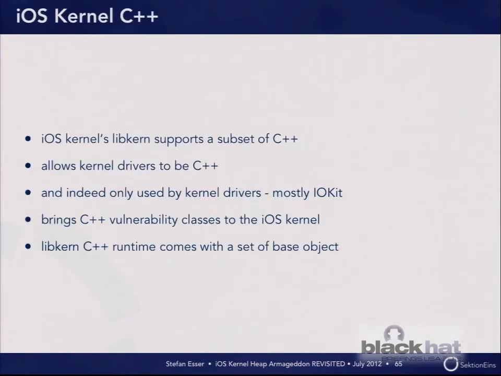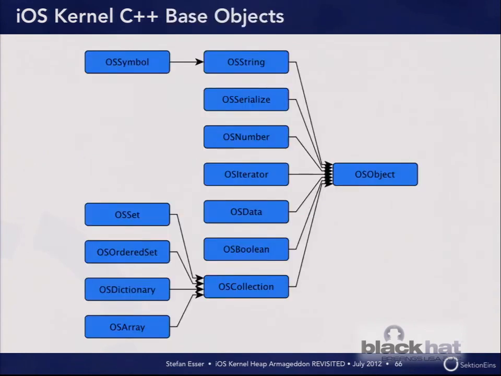Because inside the iOS kernel, there's this IOKit interface, and there's this libkern, which supports C++ for kernel drivers. And I think outside of IOKit, it's absolutely not used. So everything that's C++ in the kernel is somehow related to IOKit or to the implementation of the C++ runtime it comes with. It's not a full runtime, it's just a small runtime. The runtime comes with a set of base objects that are below the actual IOKit objects. So these base objects are shown here.